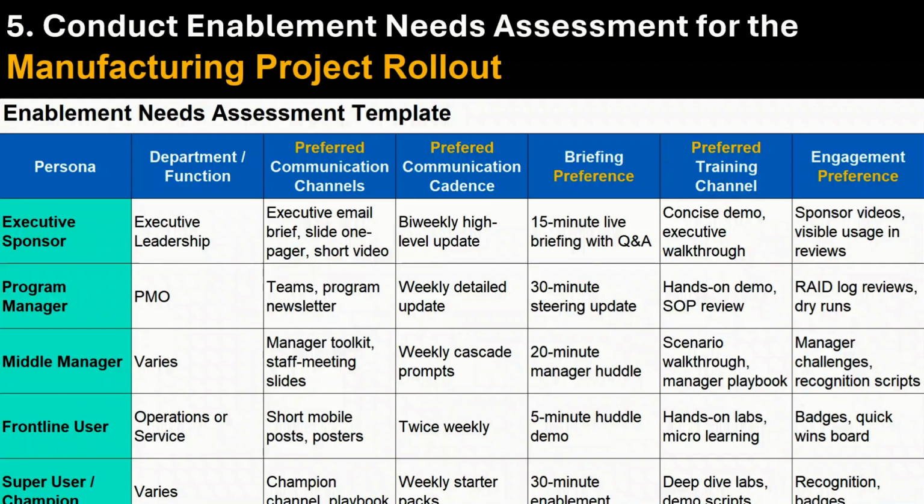You will want to conduct an enablement needs assessment for your manufacturing project implementation. Why? Different departments and groups have different preferences for how they want to receive change management, different preferences for how they want to receive communications, training, and engagement. And so you want to ensure that you interview stakeholders within the groups that will be impacted by your manufacturing project to ensure you are gathering their preferences. This is something very important for you to keep in mind.